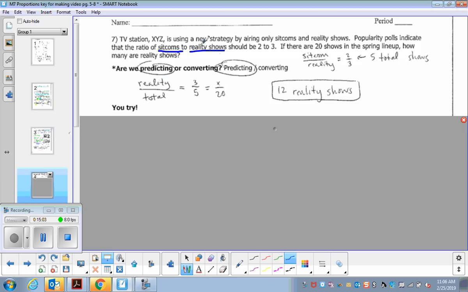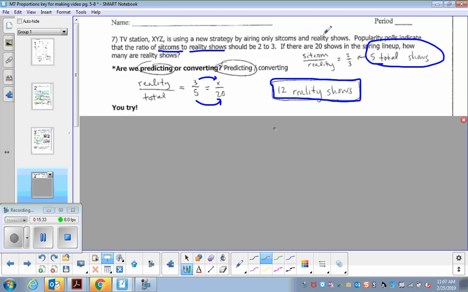So I want to remind you guys that in the reality shows, we were given that there are 3 reality shows when there are 5 total shows. 3 out of the 5 were reality. So 3 out of my 5 total were reality, and I can use that to now predict how many out of the total 20 lineup are going to be reality. Now for me, this is an easy scale factor to identify. 5 times 4 is 20. So 3 times 4 is how I'm getting that there's going to be 12 reality shows.